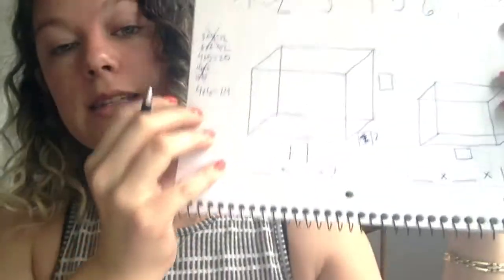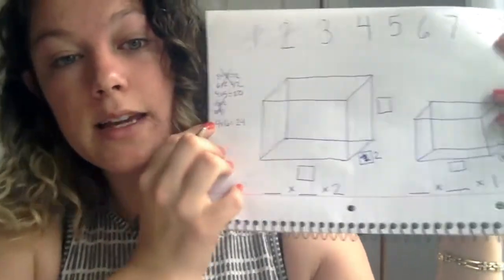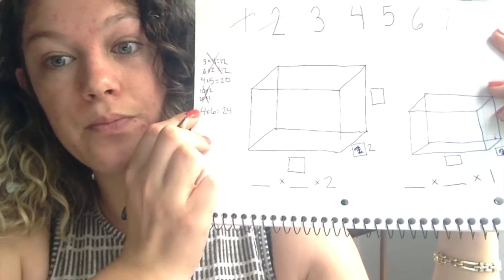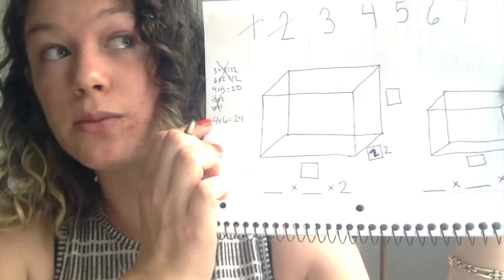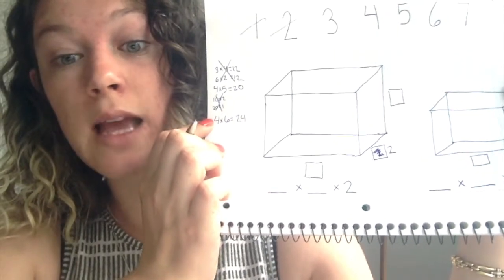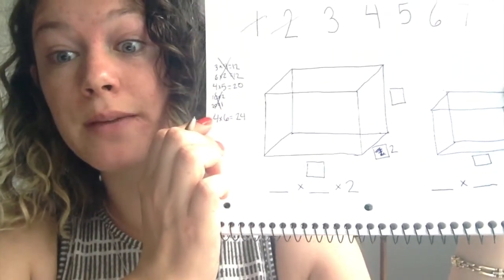So 4 times 6 equals 24. I need to think of all the different ways I can make 24. I could do 24 times 1. I could do 12 times 2. I could do 8 times 3.